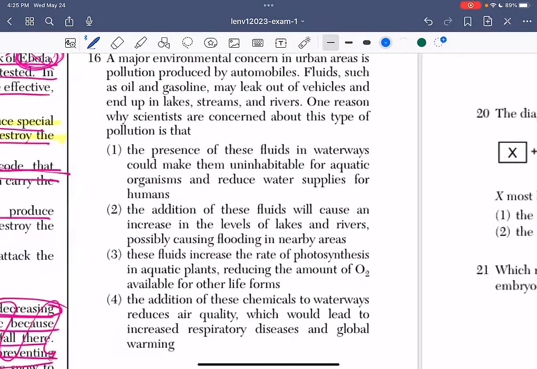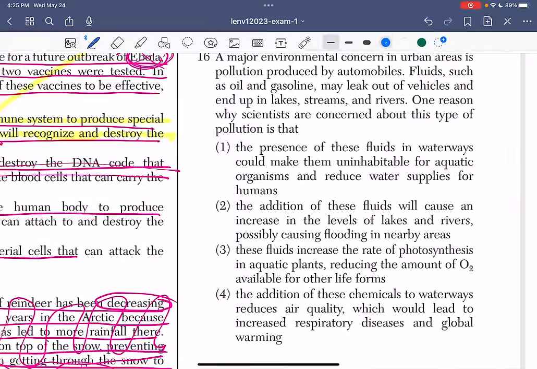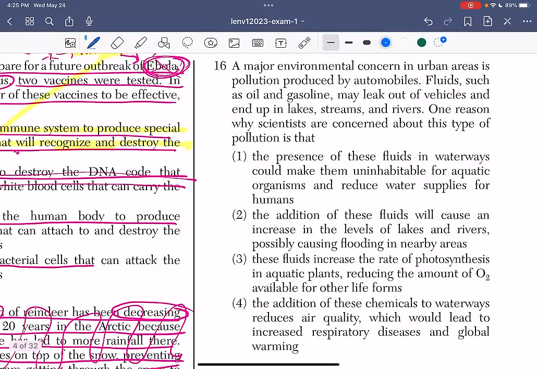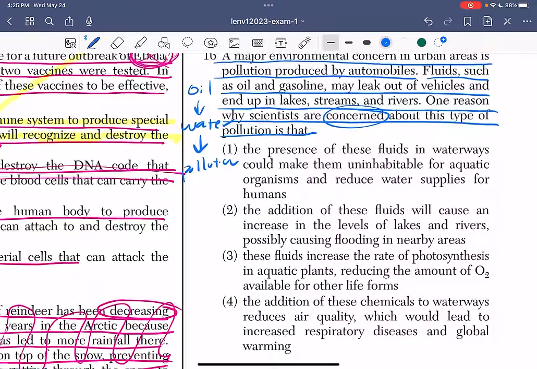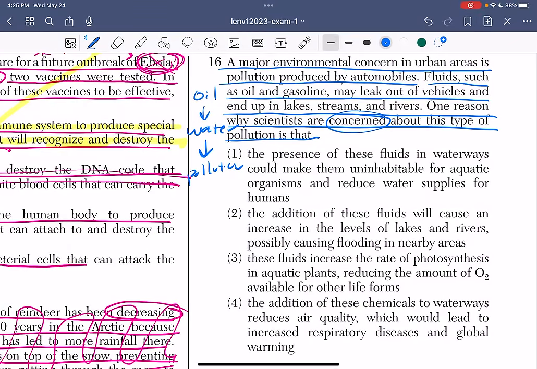Okay. Number 16. Let's take a look at number 16. A major environmental concern in urban areas is pollution produced by automobiles. Fluids such as oil and gasoline may leak out of the vehicles and end up in lakes, streams, and rivers. One reason why scientists are concerned about this type of pollution is, okay, so it's talking about oil going into our water and causing pollution. Okay. So why are scientists concerned? So you don't want to read something that's good. We want to find something that's bad about this.